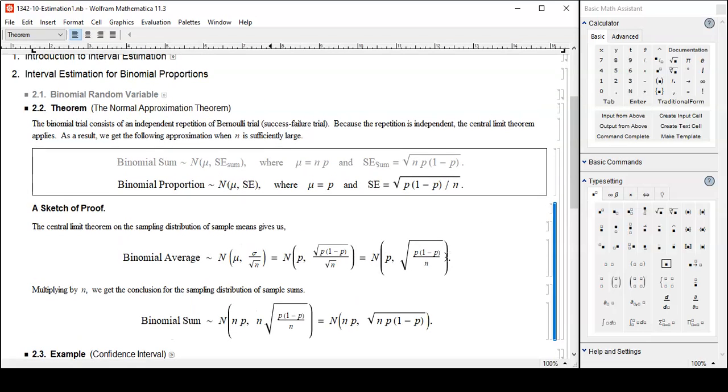Here's a brief explanation. We have sigma over square root of n, and that's coming from the central limit theorem. And of course, the expected value stays the same. So expected value is just winning probability p. And sigma is square root of p(1 minus p), and divide by square root of n. So simplified like this.